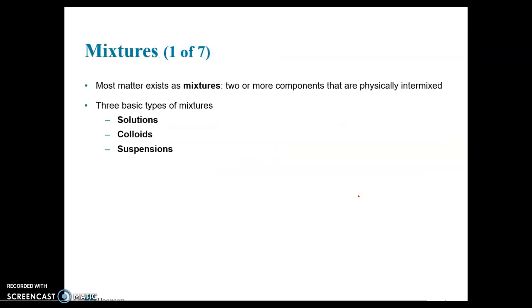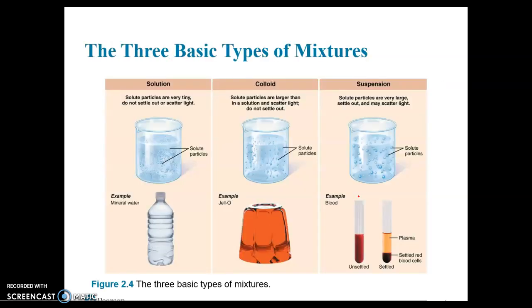Now we're going to talk about mixtures. Mixtures are 2 or more components that are intermixed but not chemically combined. So we have solutions, colloids, and suspensions. A solution is like mineral water or salt water, or even if you dissolve sugar in your tea or your coffee, that's going to be a solution. That means you're going to have solute particles dissolved in a solvent. In this example, the solute is the minerals and the water is the solvent.